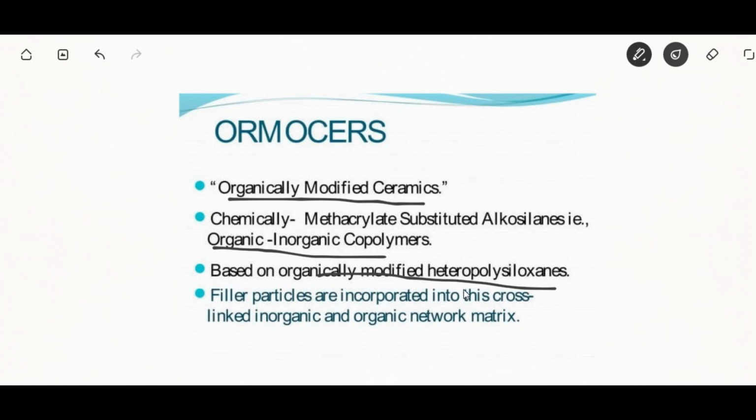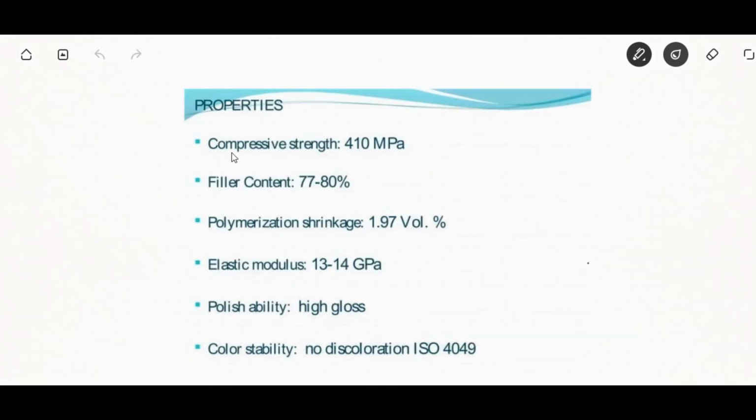So they will have organic molecules having methacrylate that forms a cross-link matrix. The inorganic molecules make a three-dimensional network that is formed by inorganic polycondensation. And third are the fillers that are added to this complex.